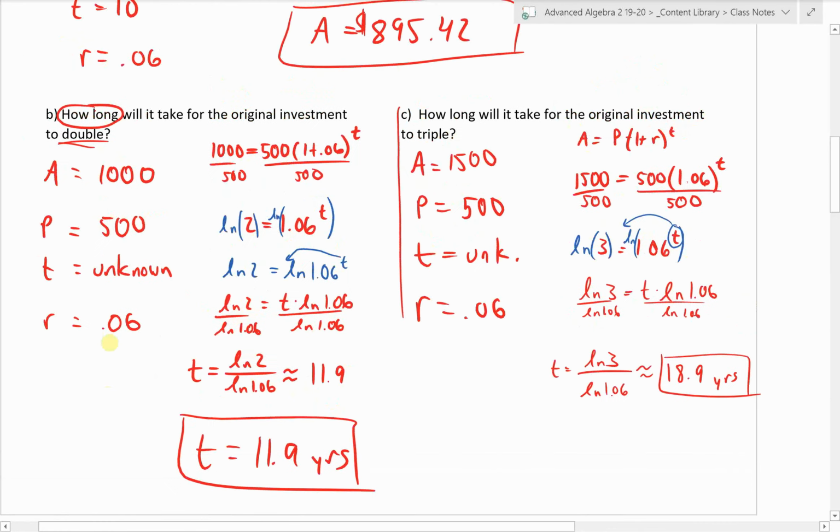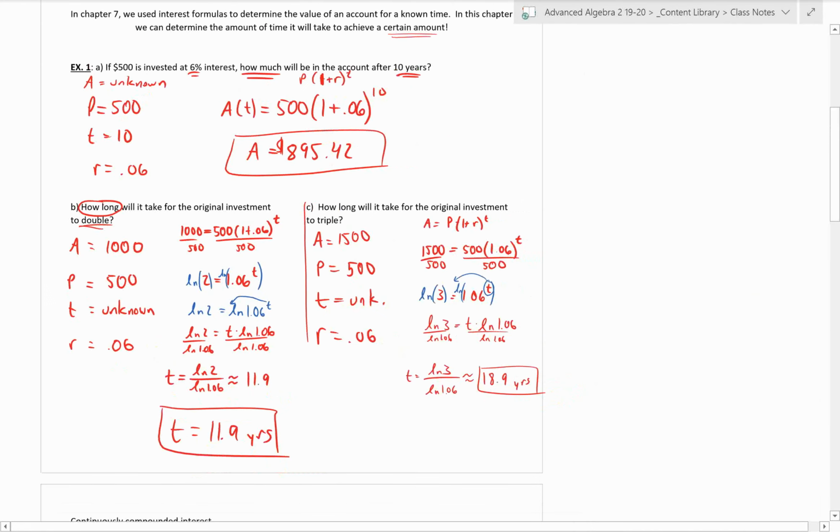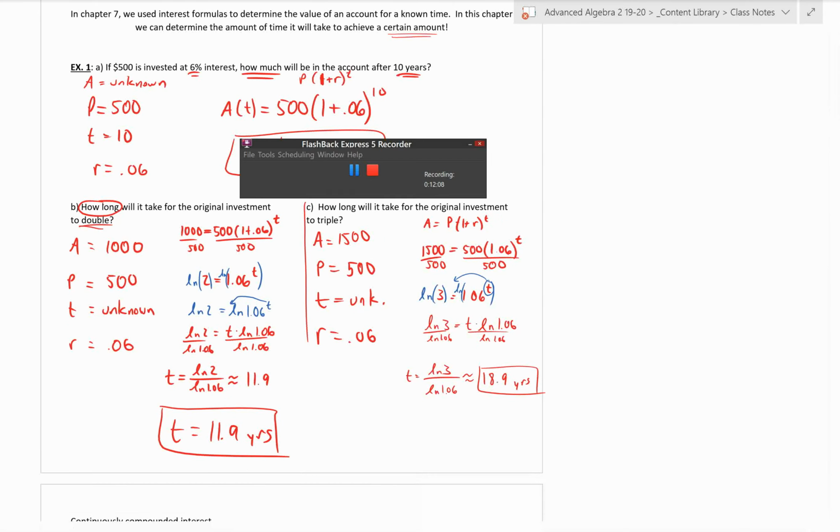Okay. In the next few examples, we're going to look at the continuous growth function and see some specific examples of how we can apply logarithms with continuous growth.